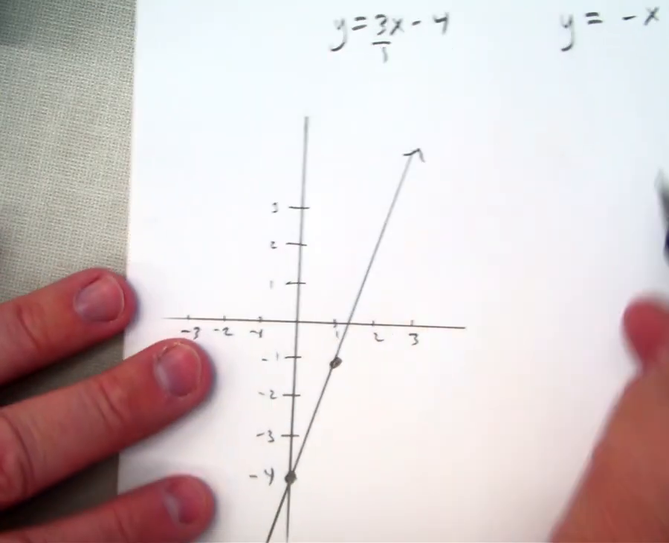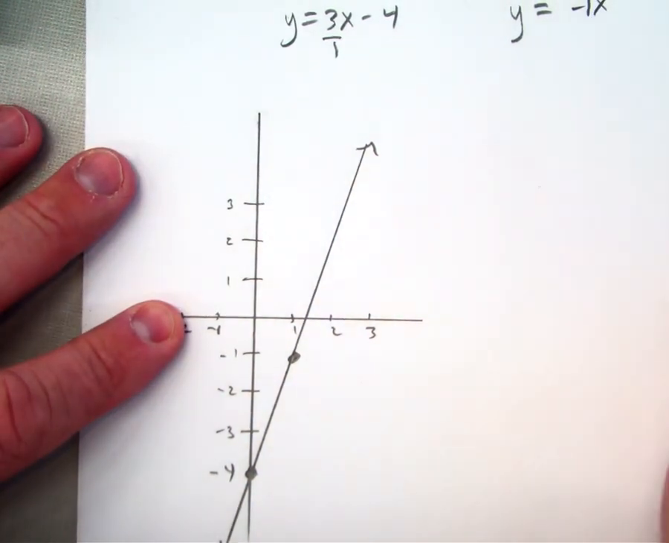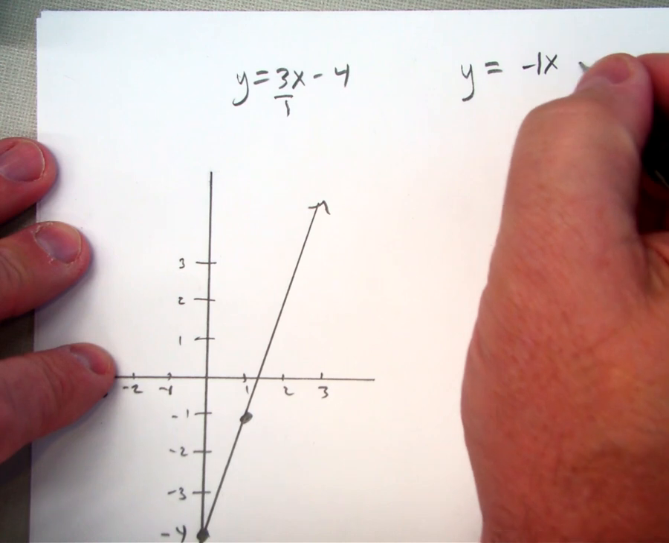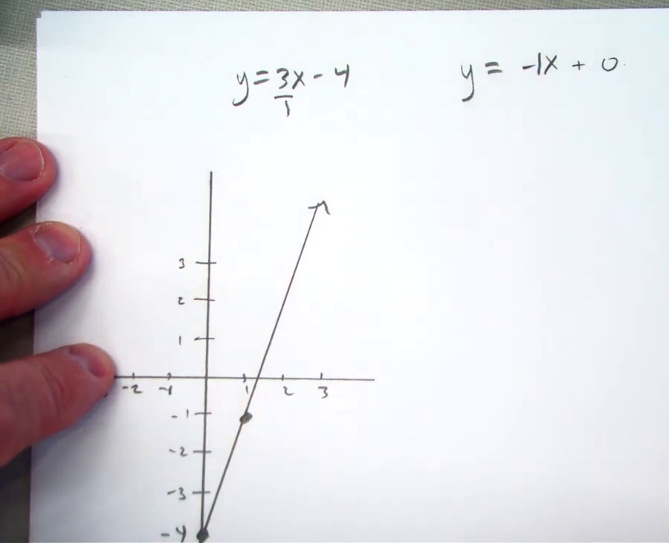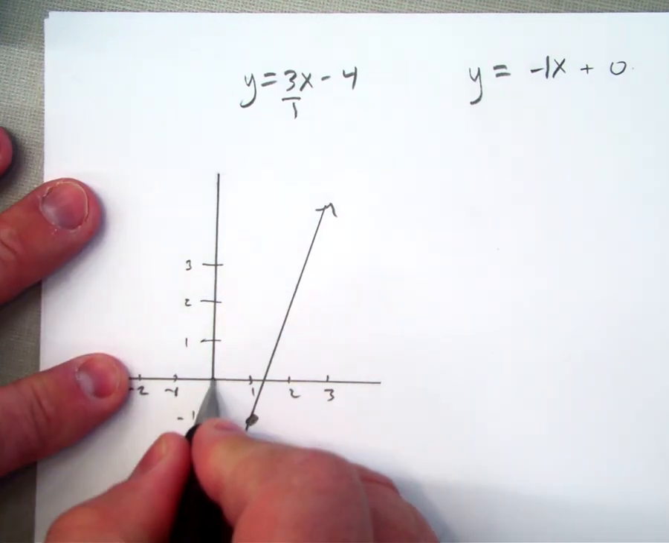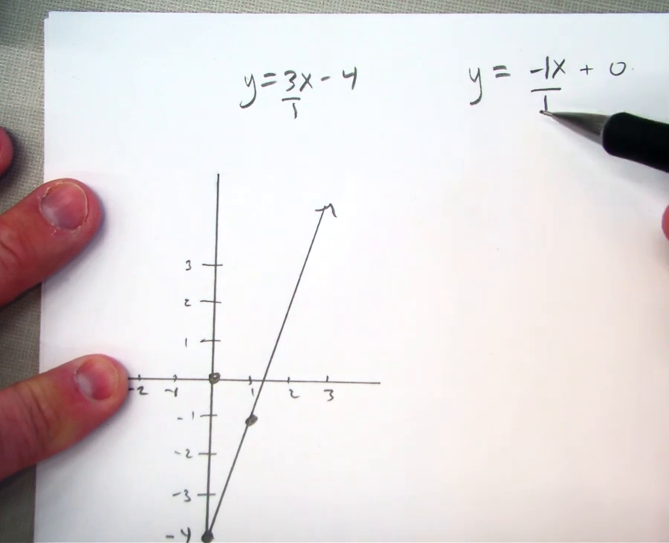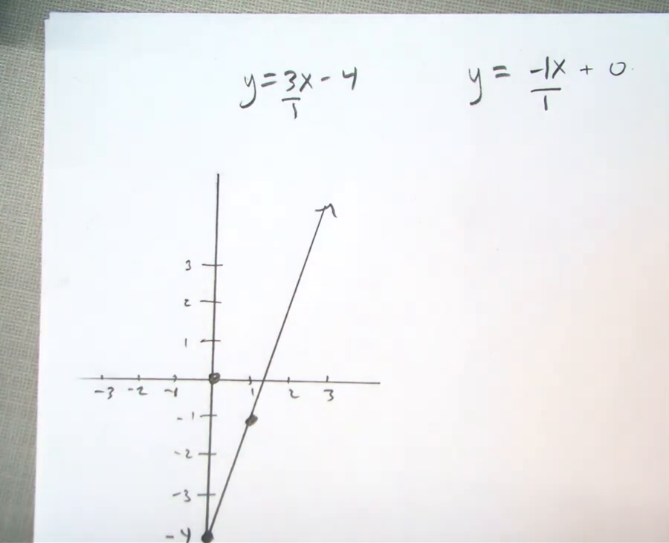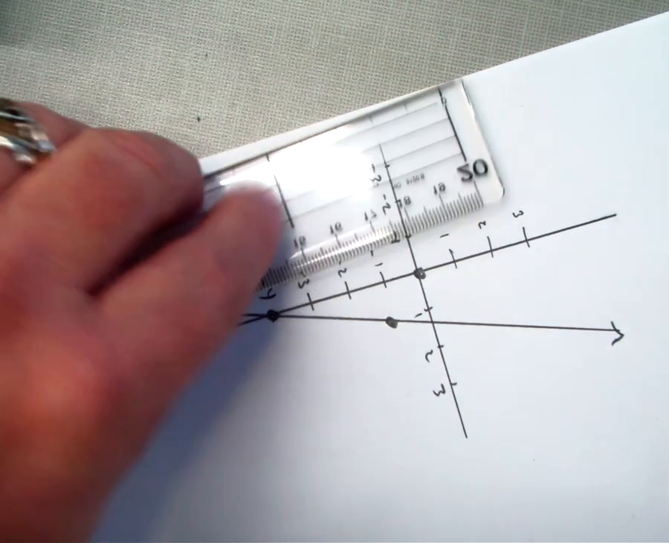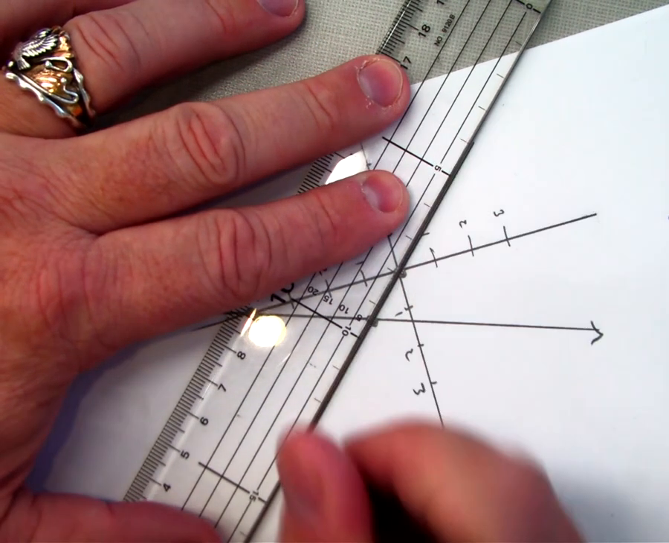And this other one, y equals negative x, well, that just means that really it's a negative 1x. The y-intercept is 0. And so what we have here is a dot at the y-intercept of 0, and we go down 1 and right 1, which gives me this graph. All right.